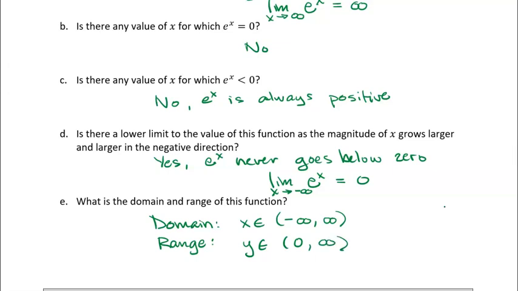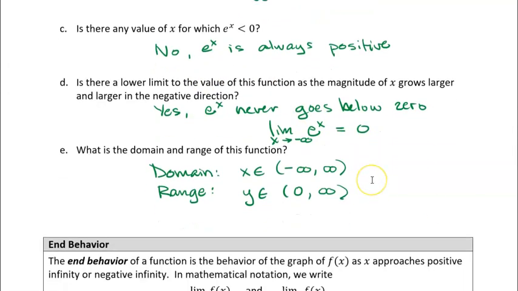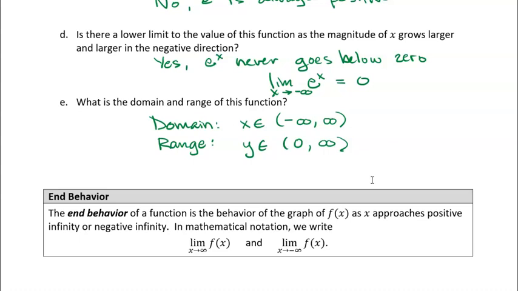Okay? So when we look at these limits at infinity, it's called end behavior. The end behavior of a function is the behavior of the graph of f of x as x approaches positive or negative infinity. So we can write the limit as x approaches infinity, or the limit as x approaches negative infinity. So when we talk about end behavior, we're talking about these limits at infinity, either positive or negative infinity.